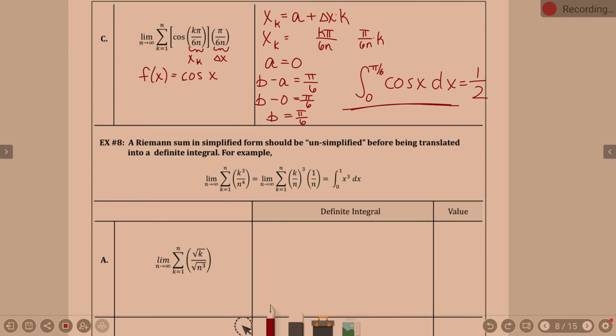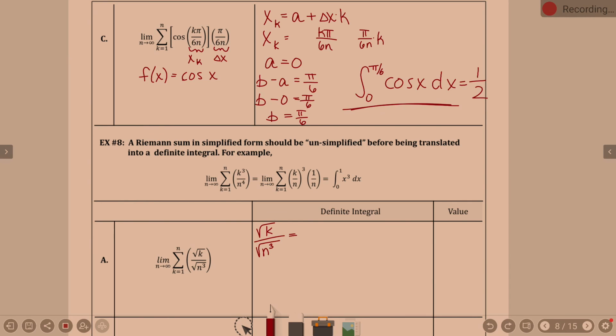Now, as we look at this one, the beginning's fine, right? Limit as n approaches infinity, sum from k equals 1 to n. We've got to figure out delta x. It's not obviously showing. We've got to figure out a. We've got to figure this all out. So as we start looking at this, when we have the square root of k over square root of n cubed, I'm trying to think how.